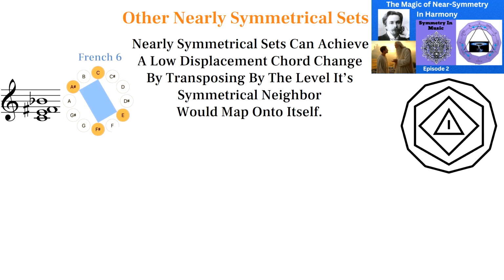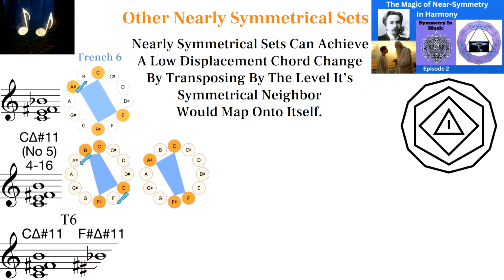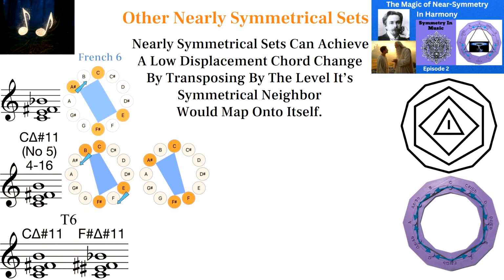Let's take the French 6 chord that maps onto itself at the tritone. When we shift B flat up to B, we get this nice jazzy 4/16 nearly symmetrical set we might call a major 7 sharp 11. To transpose this chord up a tritone efficiently, we just need to take one step back into the symmetrical wormhole and then shift E up to F to achieve the 2-note voice leading magic. This is the only magic voice leading potential it has, while the maximally symmetrical sets have multiple transposition levels for which this works.